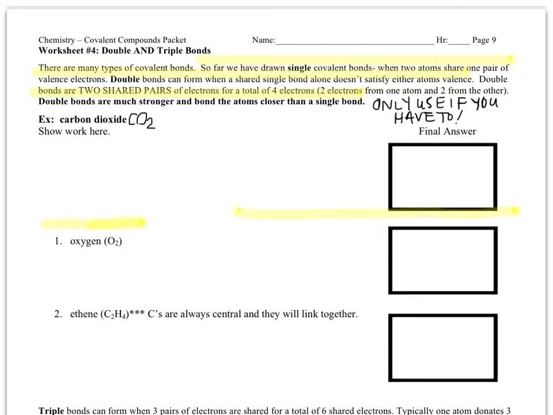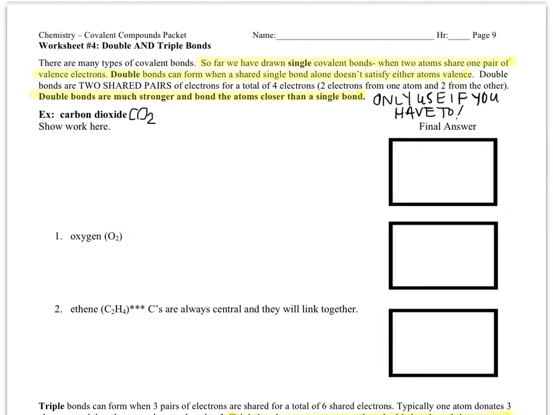But there's something important to remember. The thing you need to remember is that double bonds are much stronger and bond the atoms much closer together than a single bond, which means they require a lot more energy. And remember that we've learned again and again that electrons and atoms, much like people, don't want to do something that requires more energy unless they have no other choice.